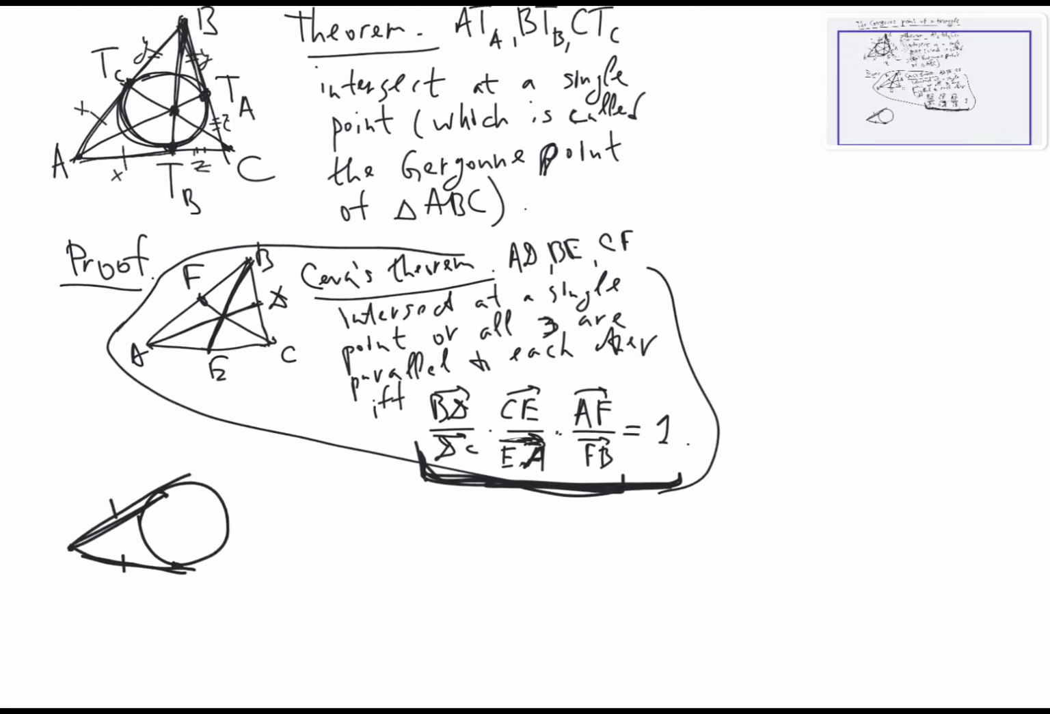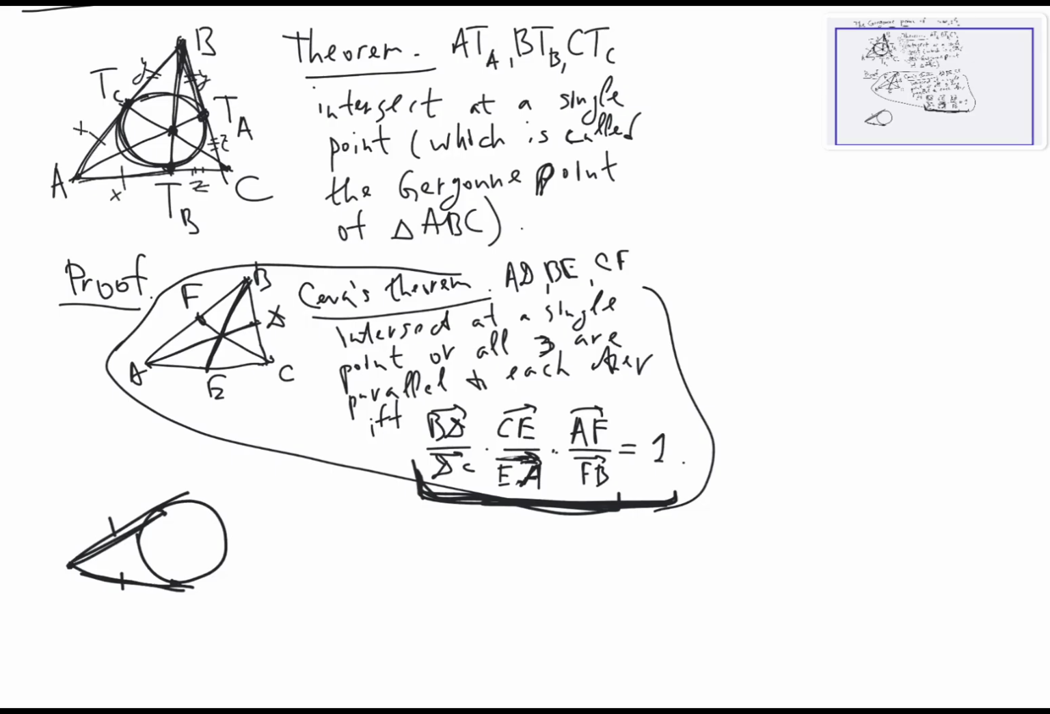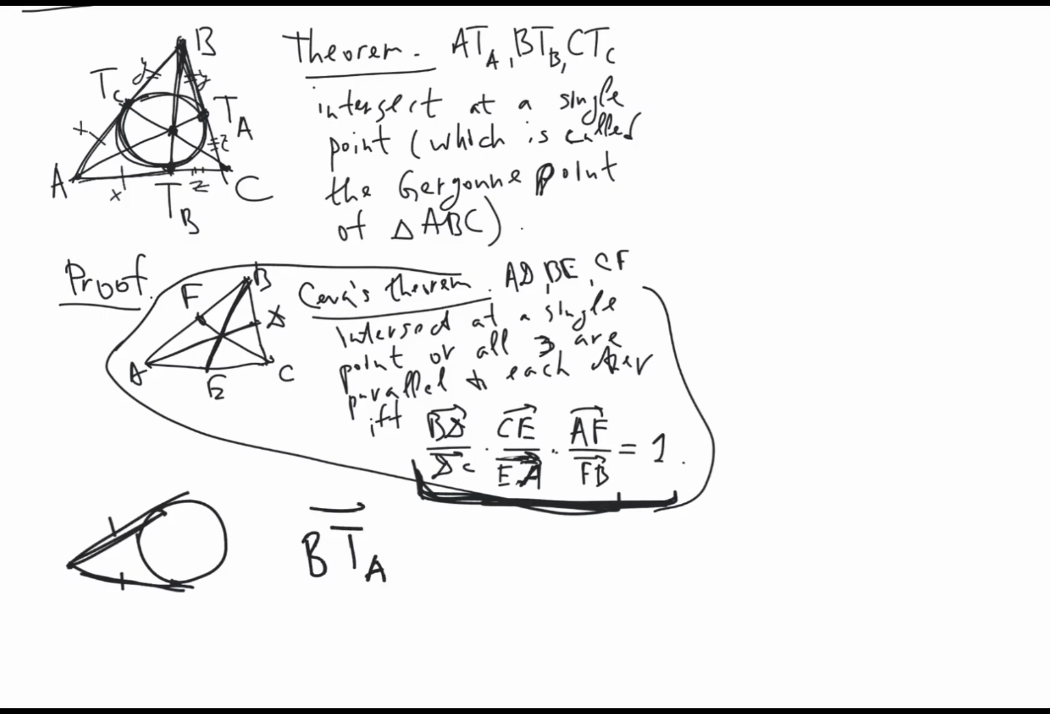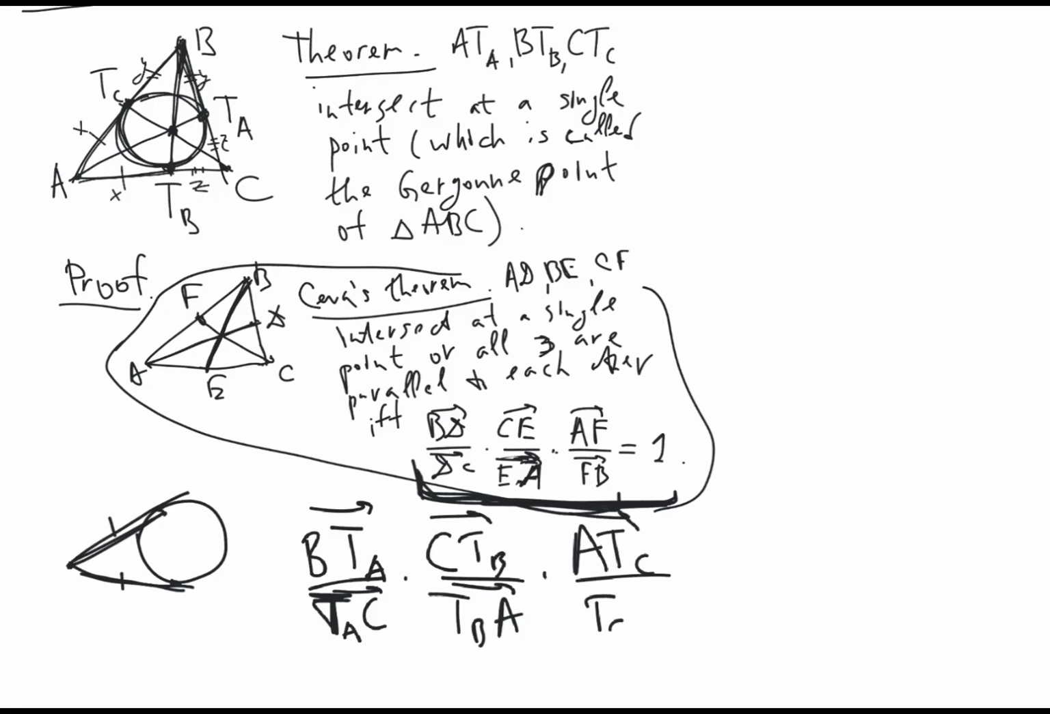So, okay, let's first rewrite what we have. We start with B, so we have BTA over TAC multiplied by CTB over TBA multiplied by ATC over TCB. We need to prove that this is equal to 1.